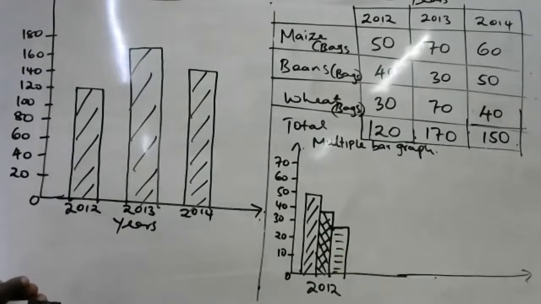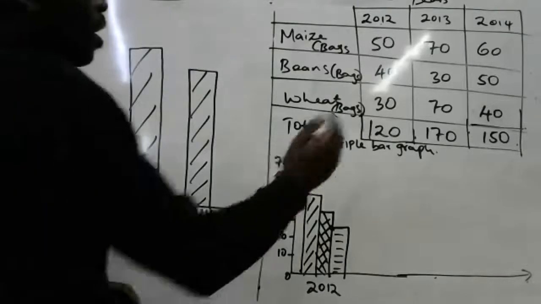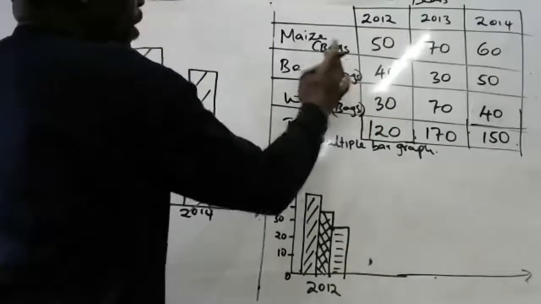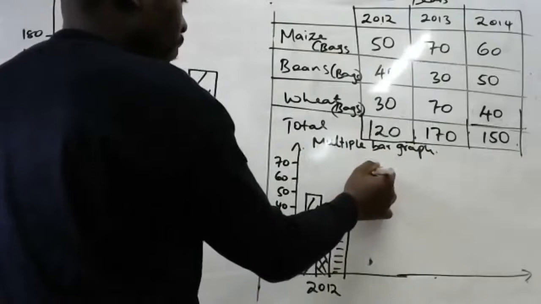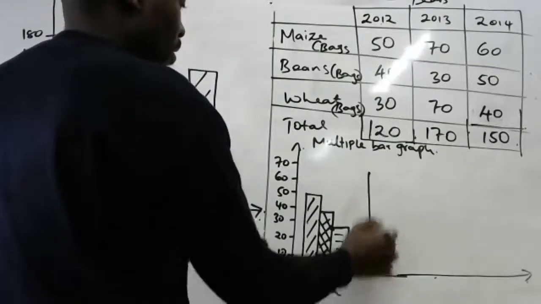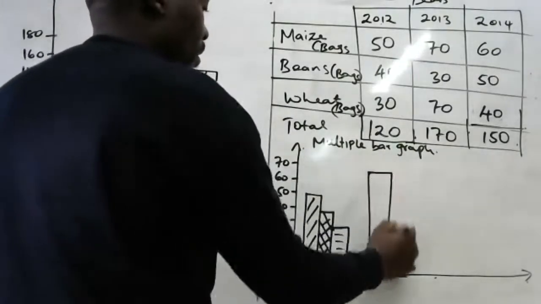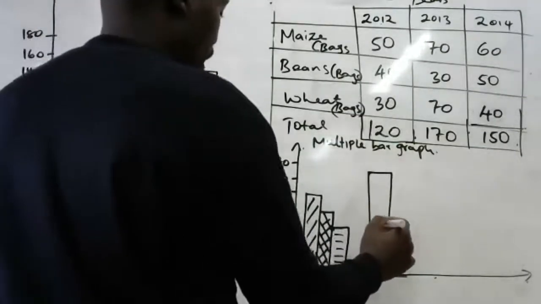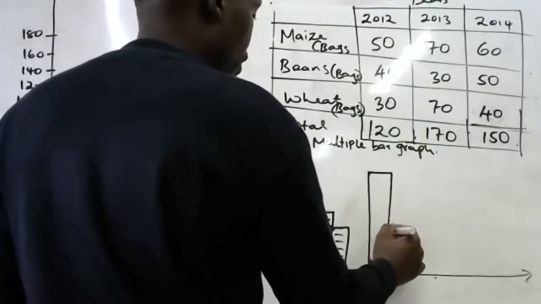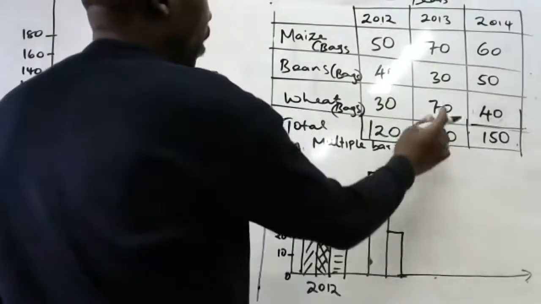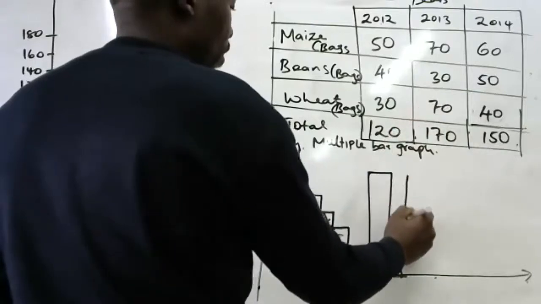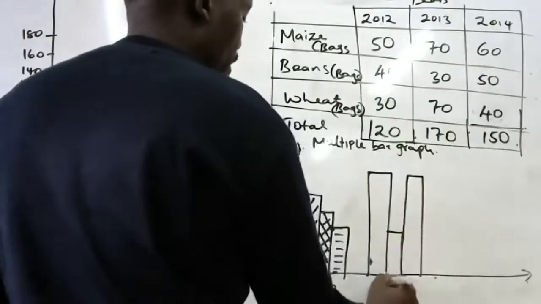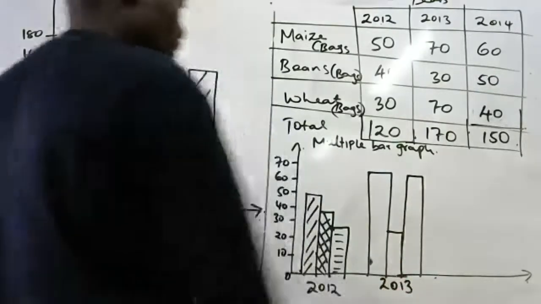That is for 2012. For 2013, you skip a space here. For 2013, maize was 17, so you draw a height of 17. Beans were back to back, so you draw it like that. And then wheat was 7, so you draw it like that. So that is for 2013.